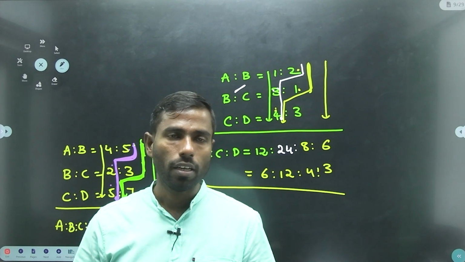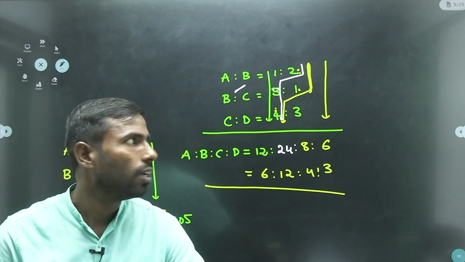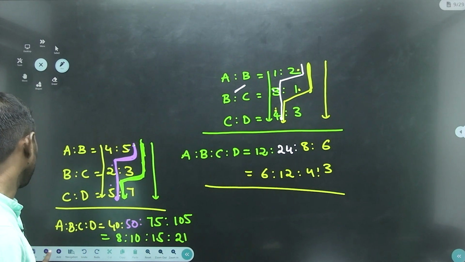That means A, B, C, D. Same like applicable also for 5 variables, 6 variables. Mostly they go for 5 variables. We'll take one example of 5 variables.